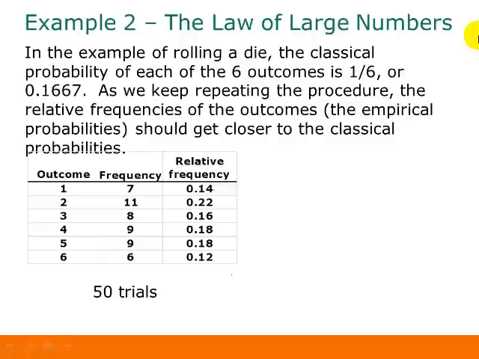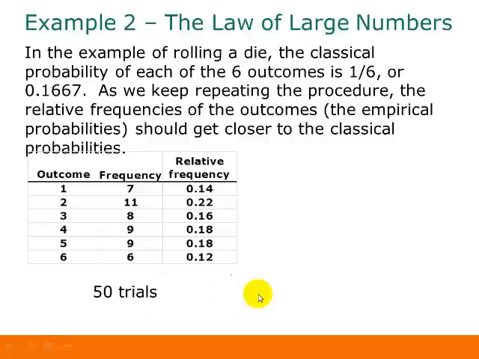So for each of the 6 outcomes, we have the frequency listed, how many times that particular number came up on the die. And then we have our relative frequencies here. And notice that some of them are fairly close to our classical probability of 0.1667, but some of them aren't that close. For example, the 2 came up more times than we probably would have expected, so the relative frequency here is 0.22. But again, this was only 50 trials. That's not really very many repeats of our procedure.